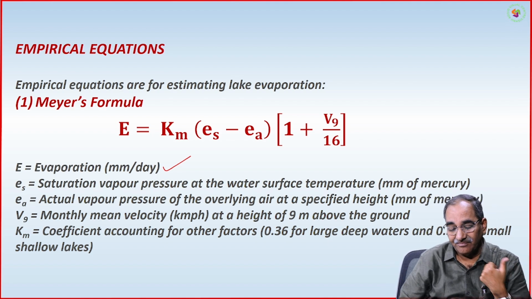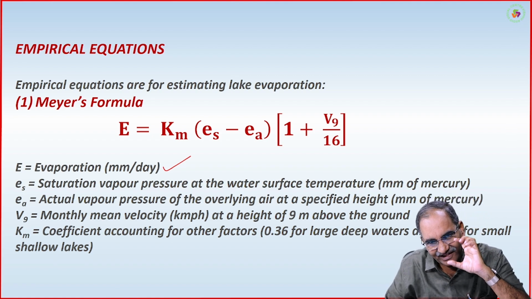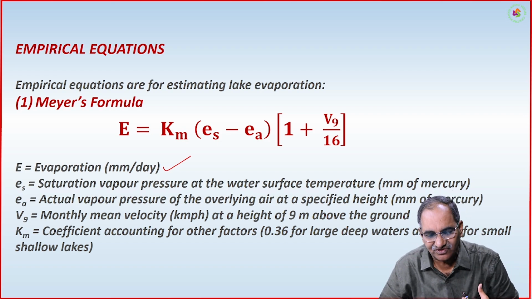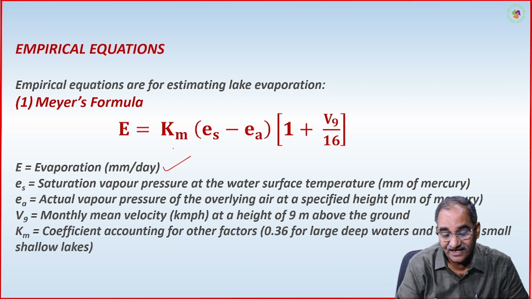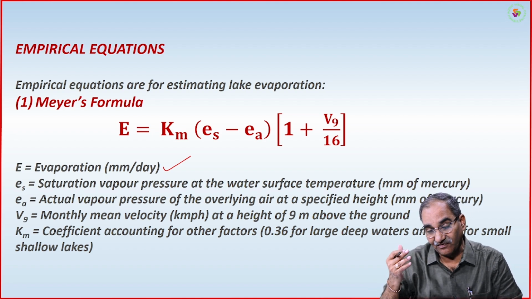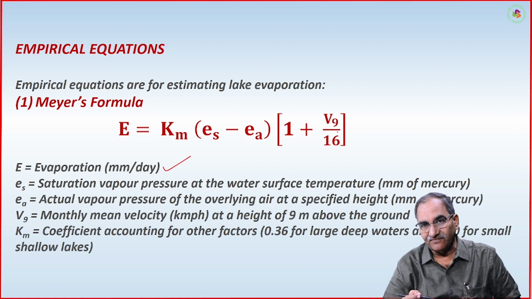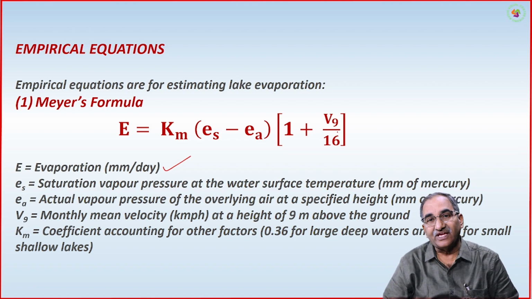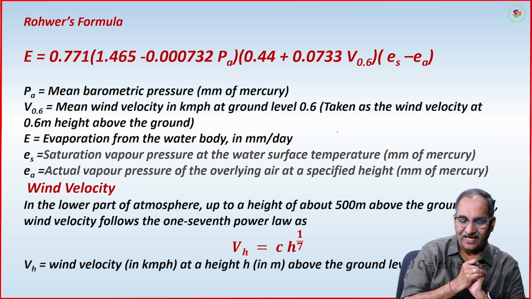What is Km? Km is the coefficient accounting for other factors, depending upon whether the lake is a shallow lake or a deep lake. Based on those things, Km is calculated. So Km is the coefficient, Es is the saturation vapor pressure on the water surface, Ea is the actual vapor pressure above the water surface at a specified height, and V9 is the velocity of the wind at 9 meters above the ground level. Using this formula, we can calculate the evaporation. Similarly, Rohwer's formula is another formula.